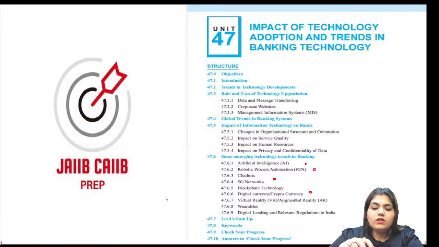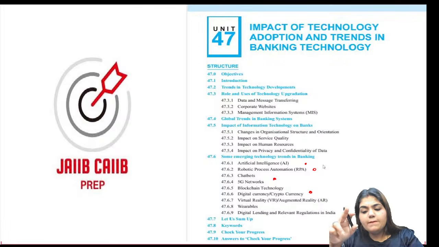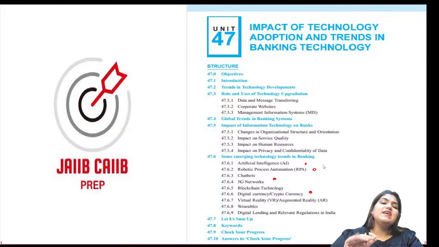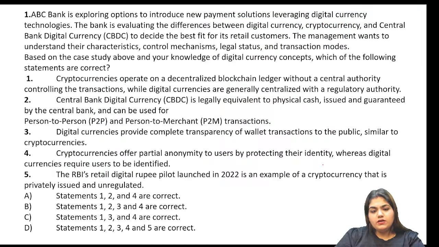Now, what all things are important here? In this unit, AI is important, RPA is important, chatbots are very important. Currency and cryptocurrency are important because these are the new technologies. We are talking about the new technologies, so these pointers are important. Question number 1 is on the screen.